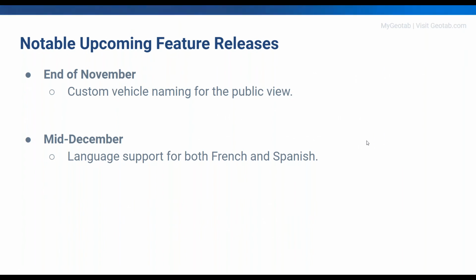Just one last slide here. We wanted to throw out a couple of notable upcoming releases for what's happening in November and December. In November, this is something that is definitely asked for quite a bit: custom vehicle naming for public view. A lot of agencies have been doing this type of activity for quite some time. They tend to have engagement with local schools or some sort of contest where the public gets to name the plows, or they just want to have fun with the names of the plows or vehicles, to have a bit more of a light interaction with the public.